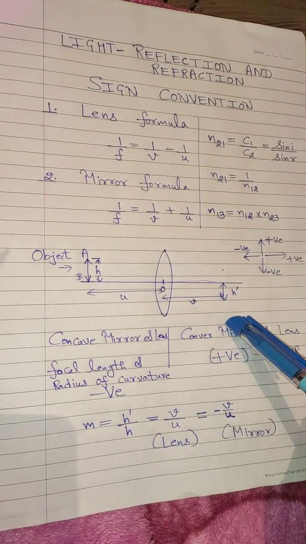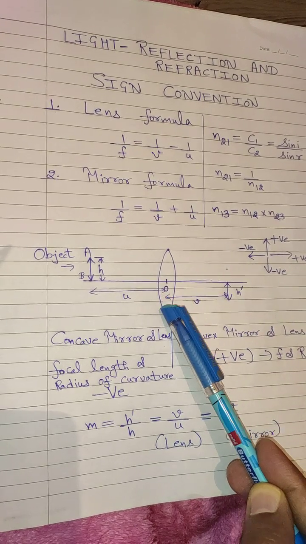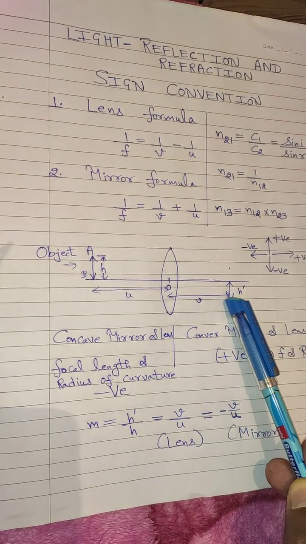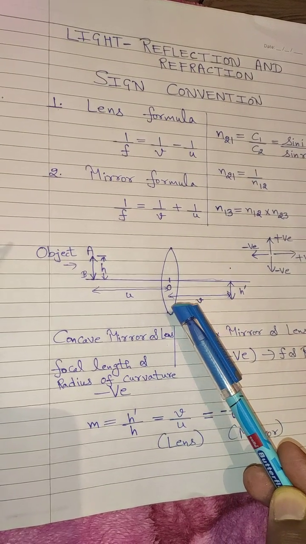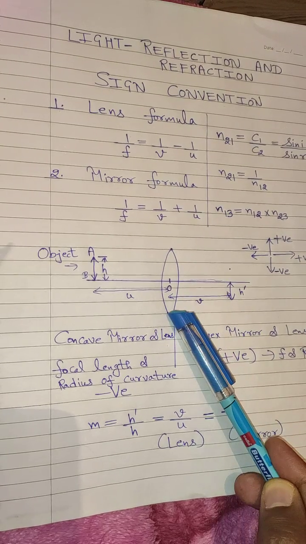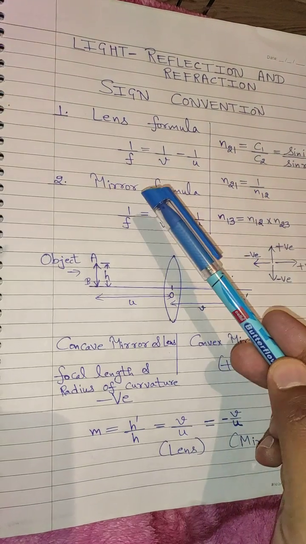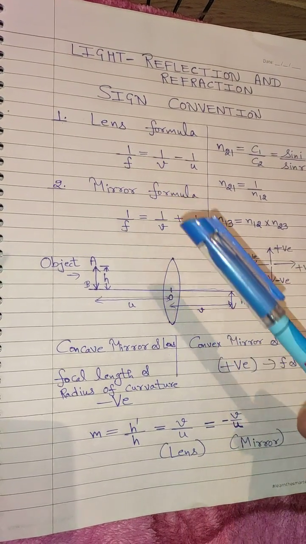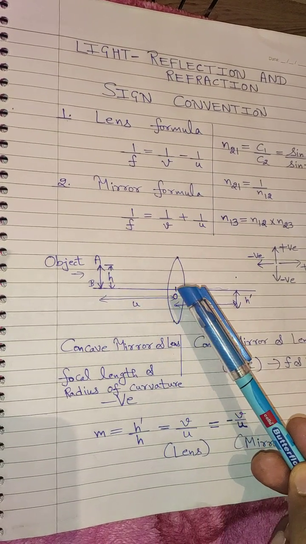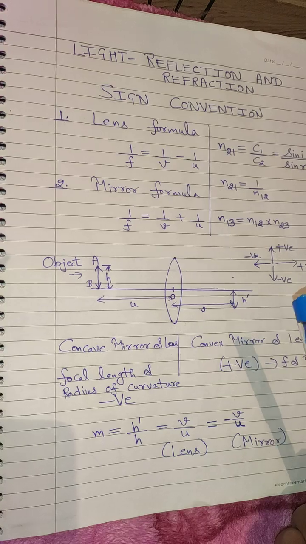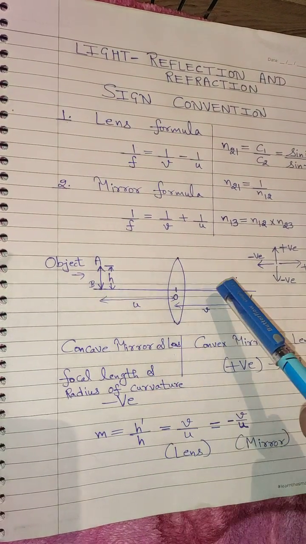Here you can see in this figure, this distance from the optical center of the convex lens to the image formed is called v. So v represents the position of the image formed from the optical center, and f is the focal length, which in the case of a mirror is between C and the pole, or in the case of a lens we can say F1, 2F1 or F2 or 2F2.